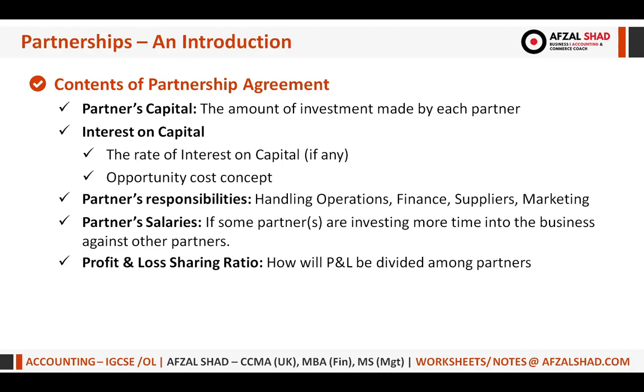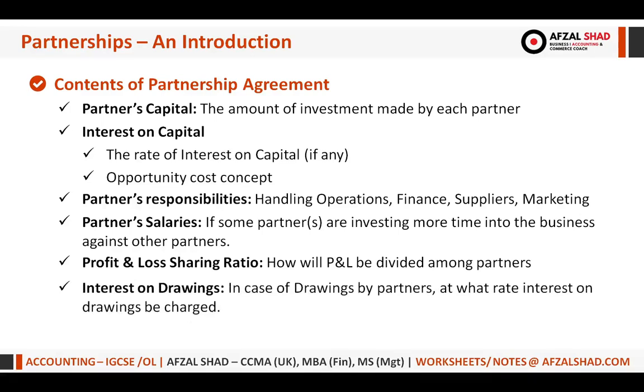Then, profit and loss sharing ratio. It is not necessary that if I have invested $15,000 and you have invested $10,000, I should get a 1.5 to 1.0 ratio of the profits. We might be sharing equal profits at the end of the day, even if I have invested more into the business. It depends on the partners how they agree, but whatever ratio they agree on, it should be agreed upon by both or all of the partners.